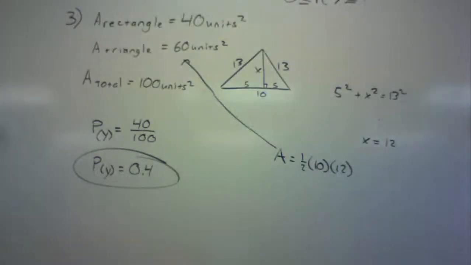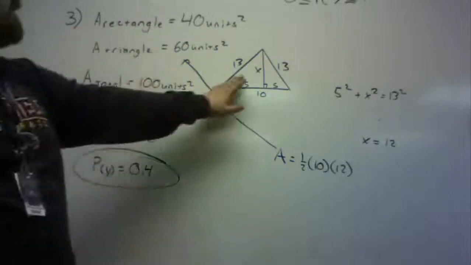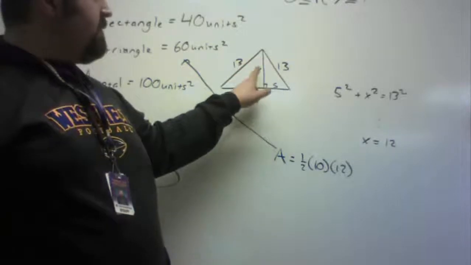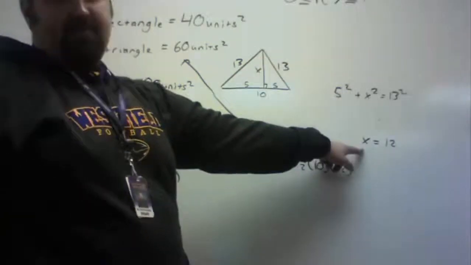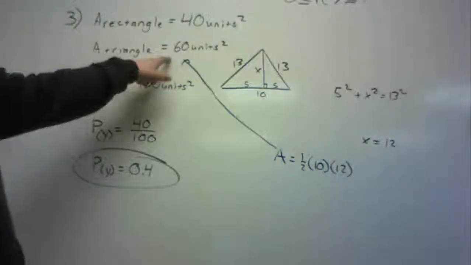Alright, if you did it correctly, you should have found the area of the rectangle to be 40 units squared. To find the area of the triangle, you had to know this was 10, and then you had to use Pythagorean's theorem, a squared plus b squared equals c squared, to get x equals 12. Then you plug that into the area formula for a triangle, you get 60 units.